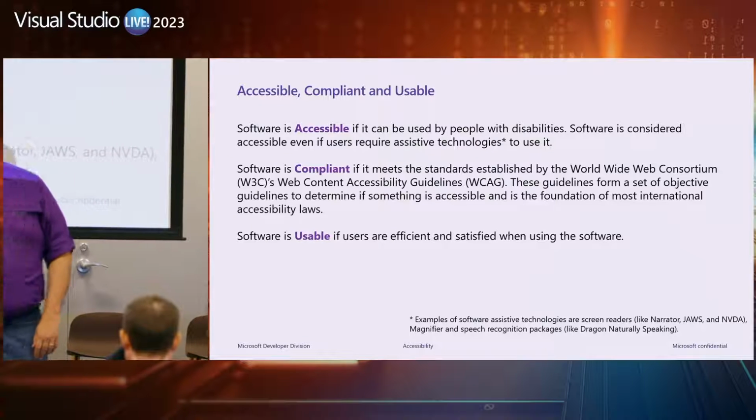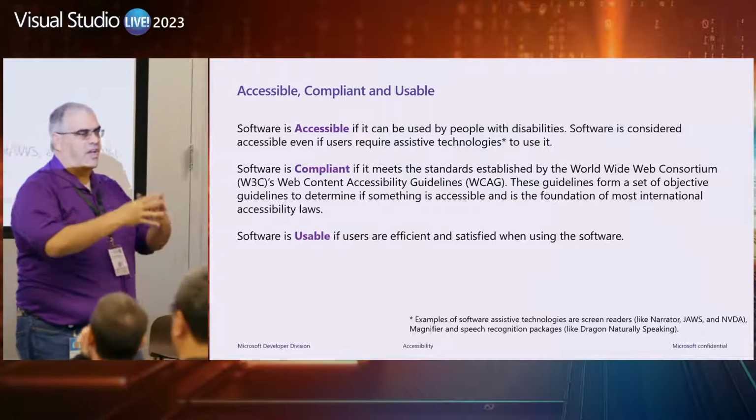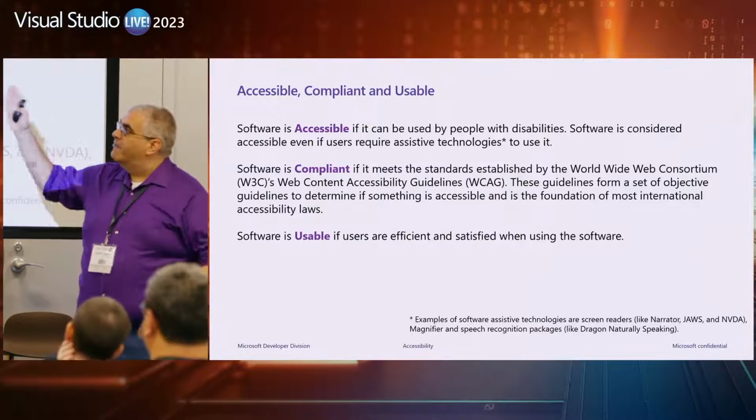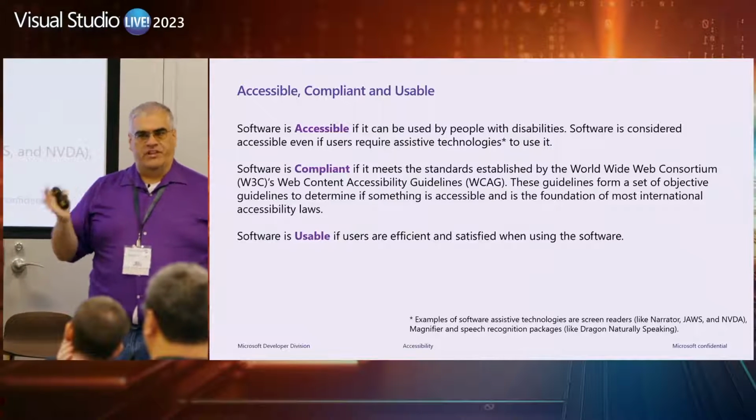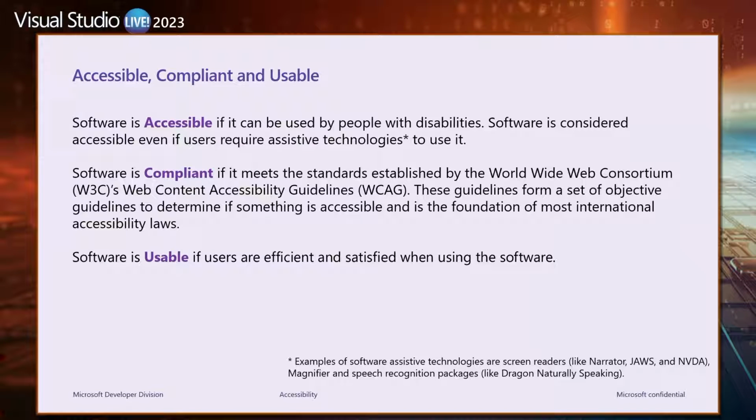There's a difference between accessible and compliant. Accessible is kind of the umbrella term. Compliant is a very specific and more of a legal term, which says that your product meets the objective terms set out by the World Wide Web Consortium, or W3C. Compliant meets the legal requirements.